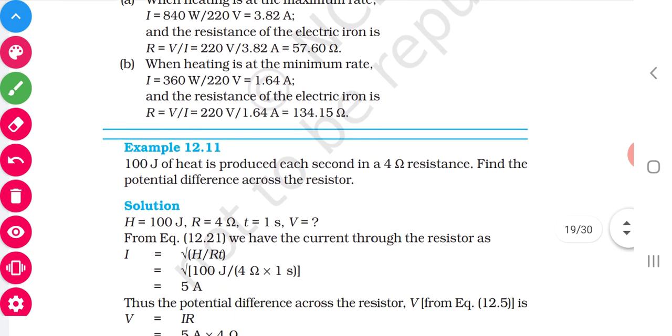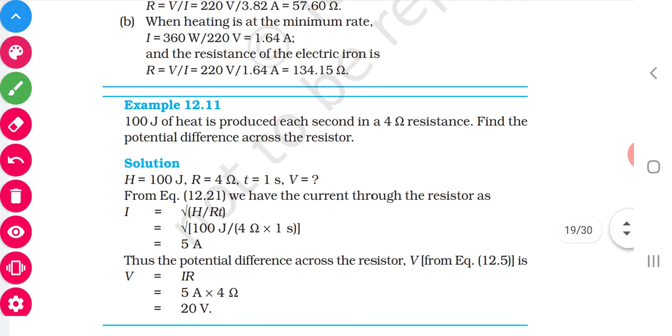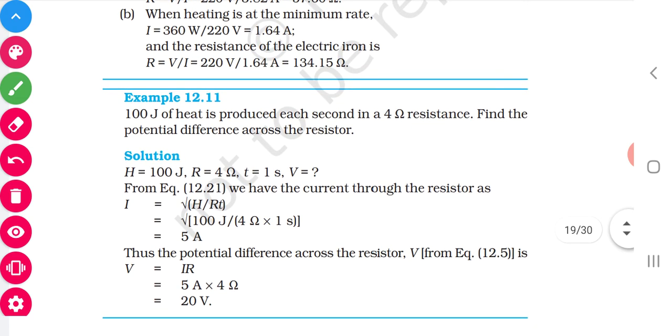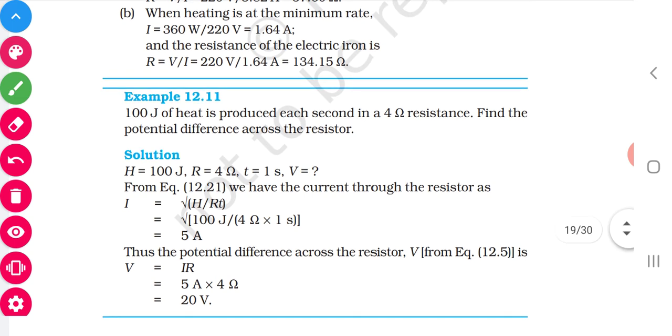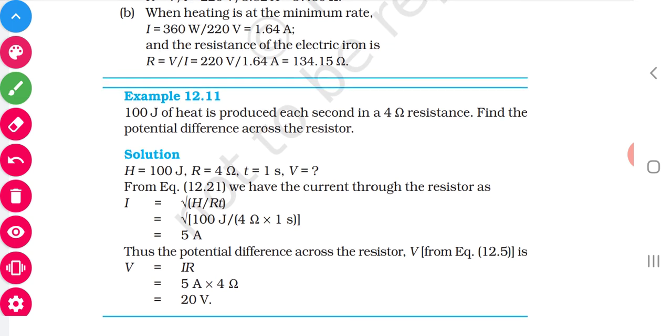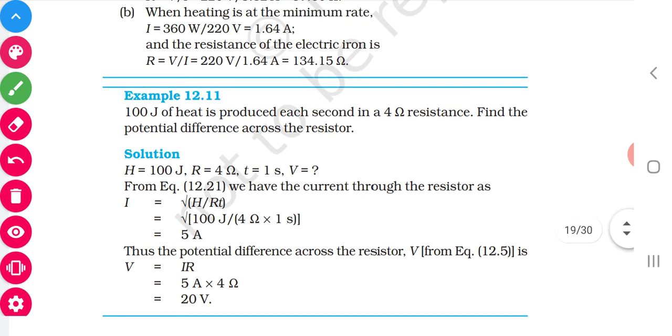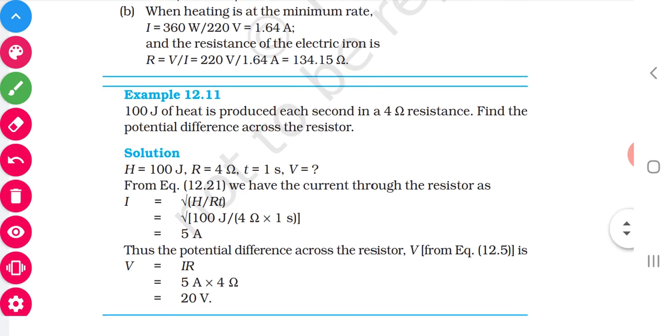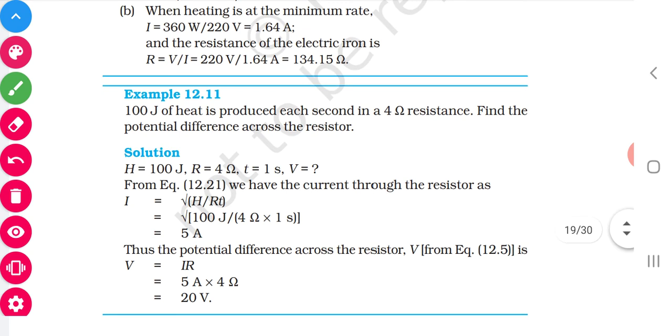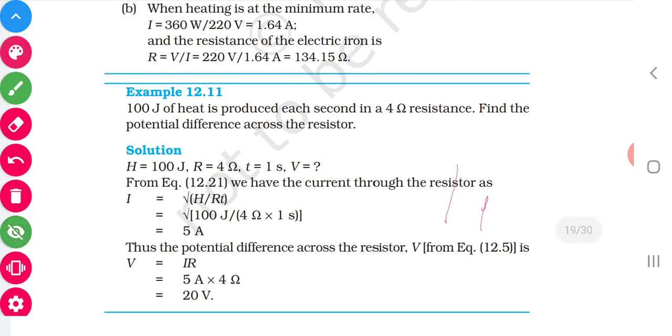Then example 12.11. 100 joule of heat is produced per second in a 4 ohm resistance. Find the potential difference across the resistor. The heat is given and the resistance is also given. You have to find the potential difference, which means V. The time is also given. See in the solution, H is 100 joules, R is 4 ohm and the time is 1 second. V is asked, isn't it?